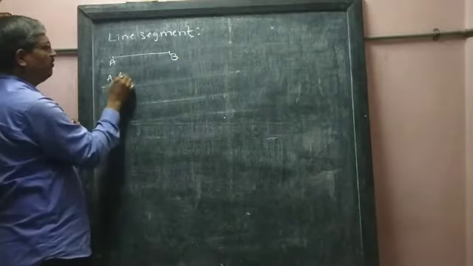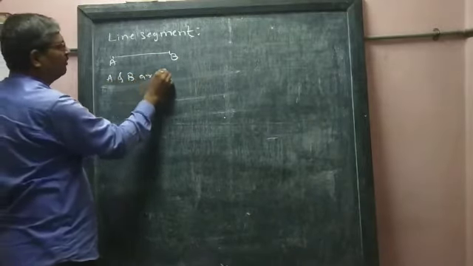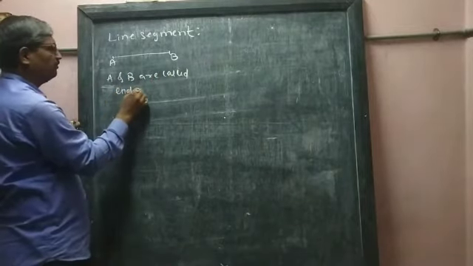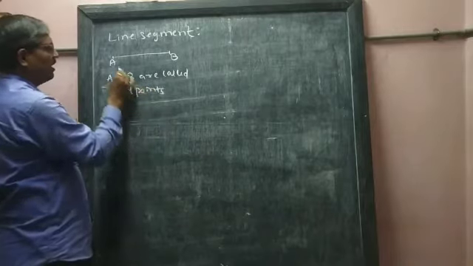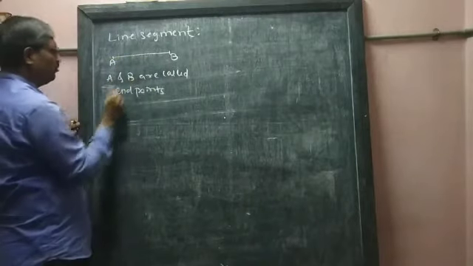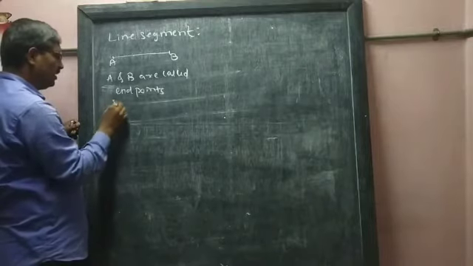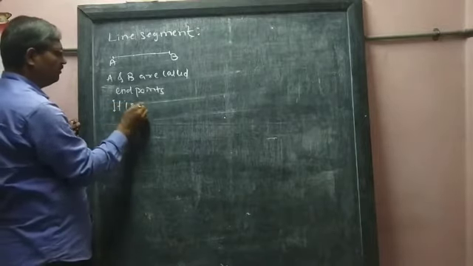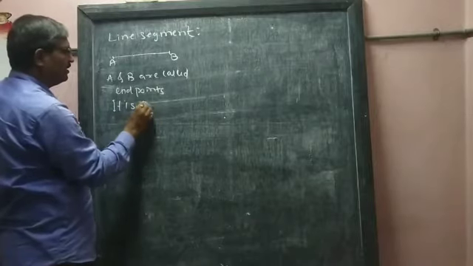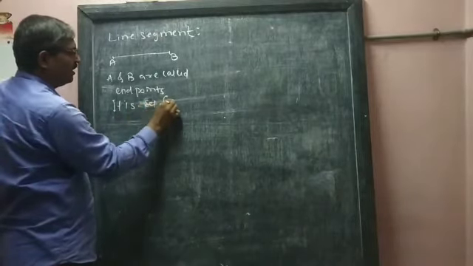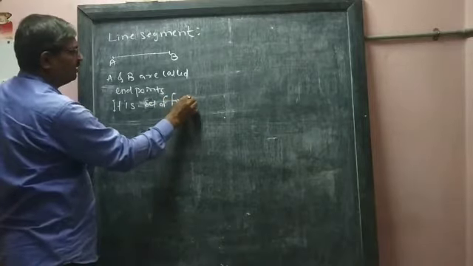A and B are called endpoints. Then there are limited points from A to B. So a line segment is a set of finite points.